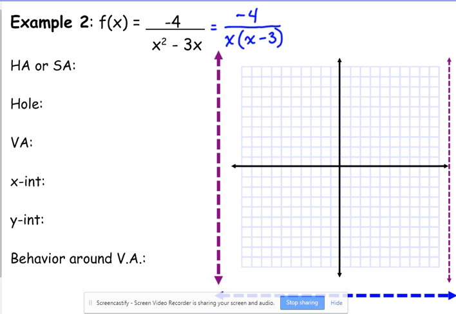The bottom, we can pull out a GCF of x. So clearly nothing's going to cancel here. So we don't have a hole. Okay? So we can go ahead and say no hole. All right, horizontal asymptote or slant asymptote. What we got?